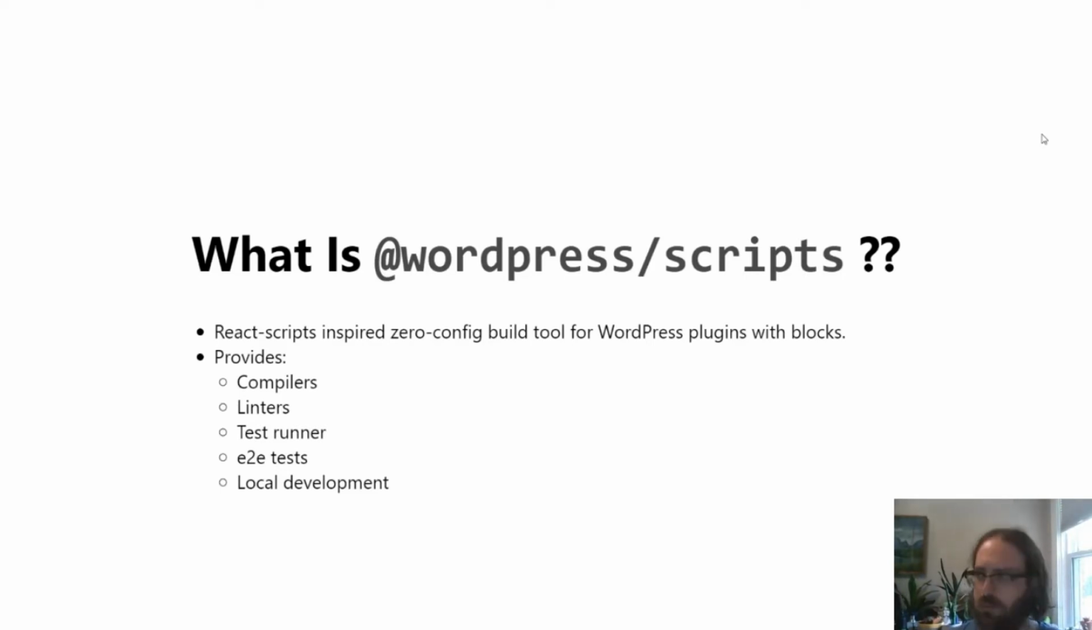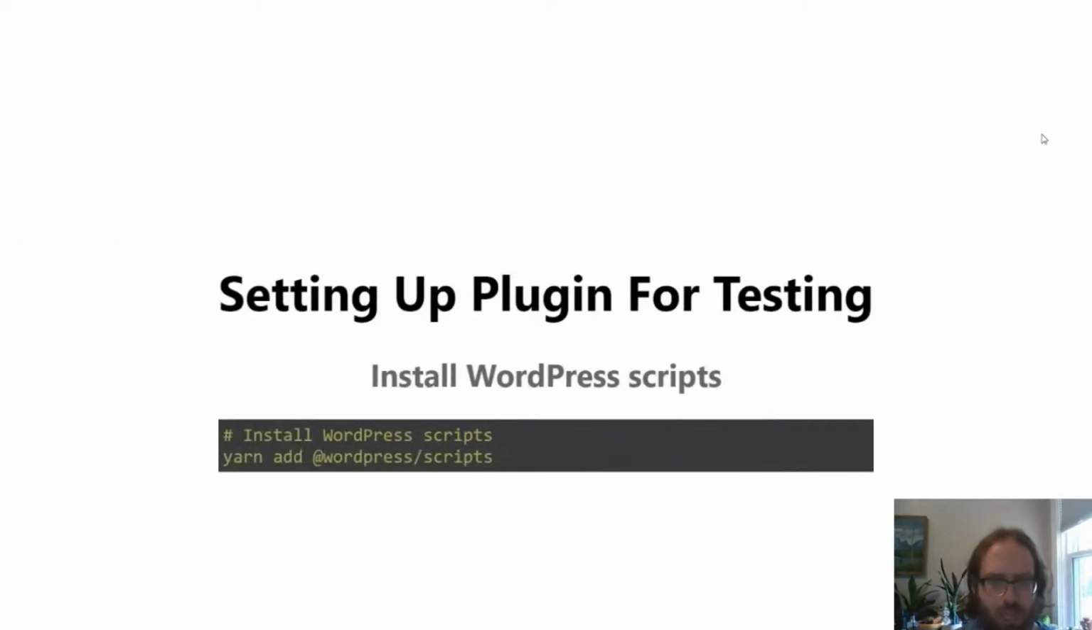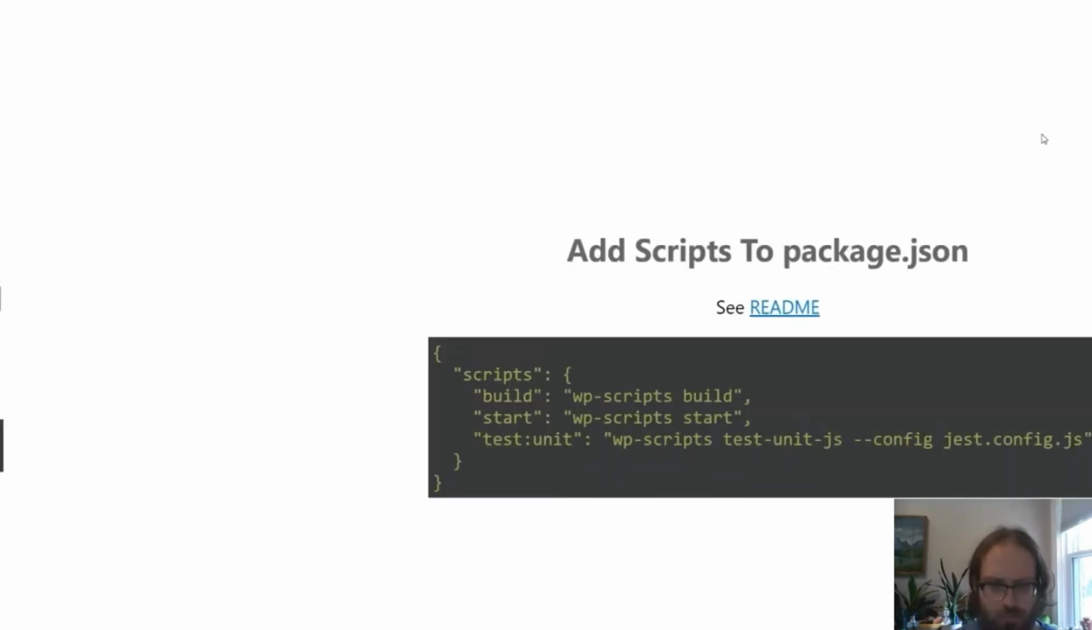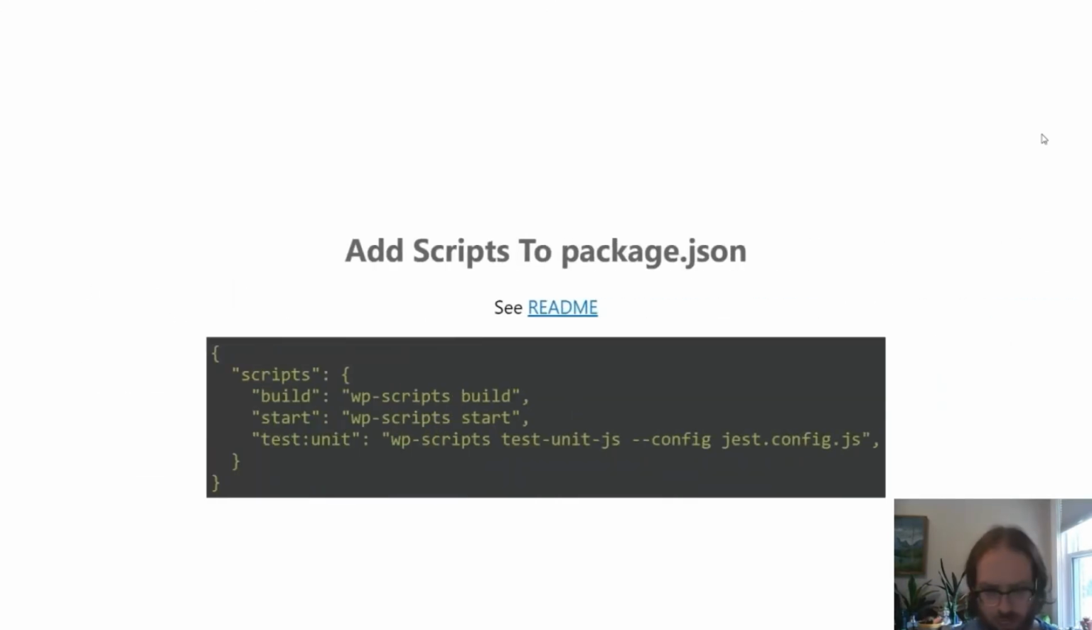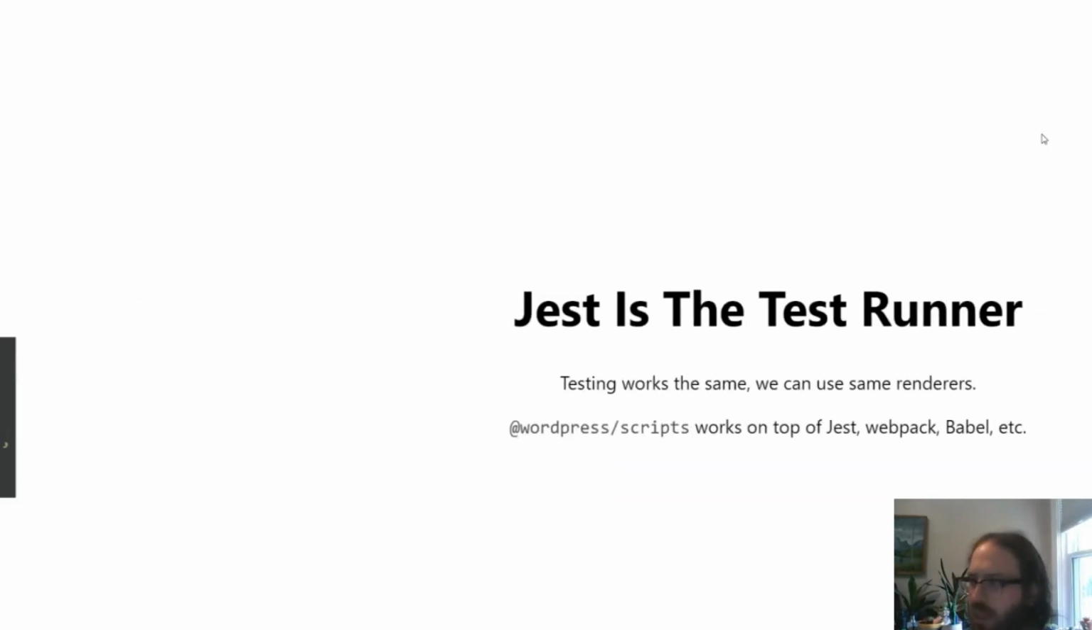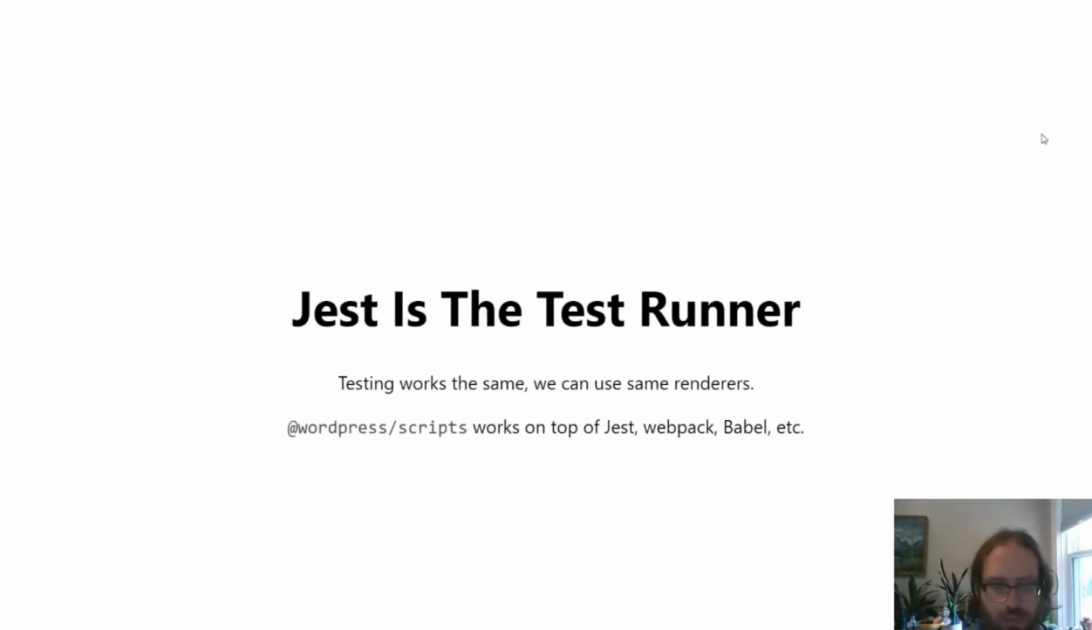No need to worry about setting up Webpack and Babel and Jest in your code. You just yarn add WordPress scripts and then go in and copy some stuff into package.json. You're good to go. So don't let learning how to set this stuff up stop you from getting started. The good people in the WordPress open source project have provided for you, and there's all sorts of zero config test runners and everything out there for whatever framework you're using.